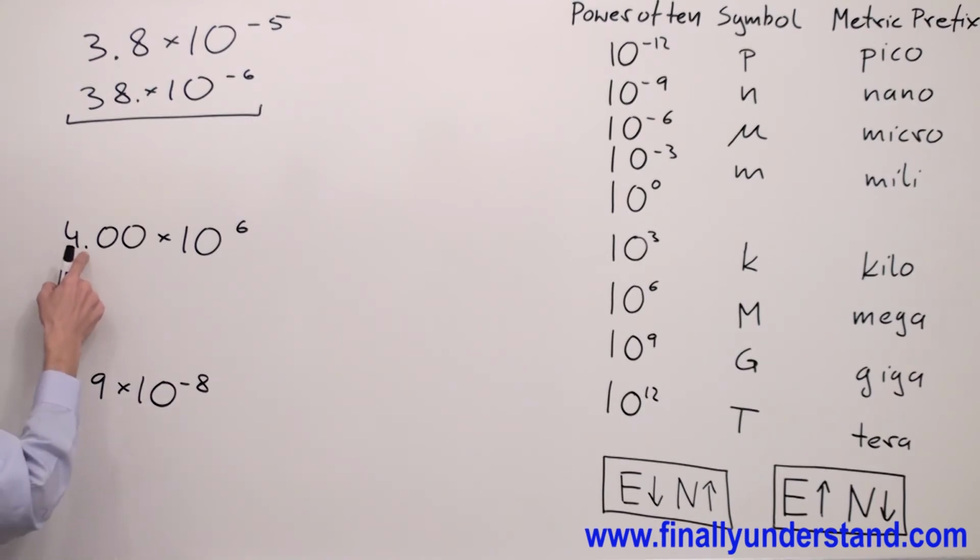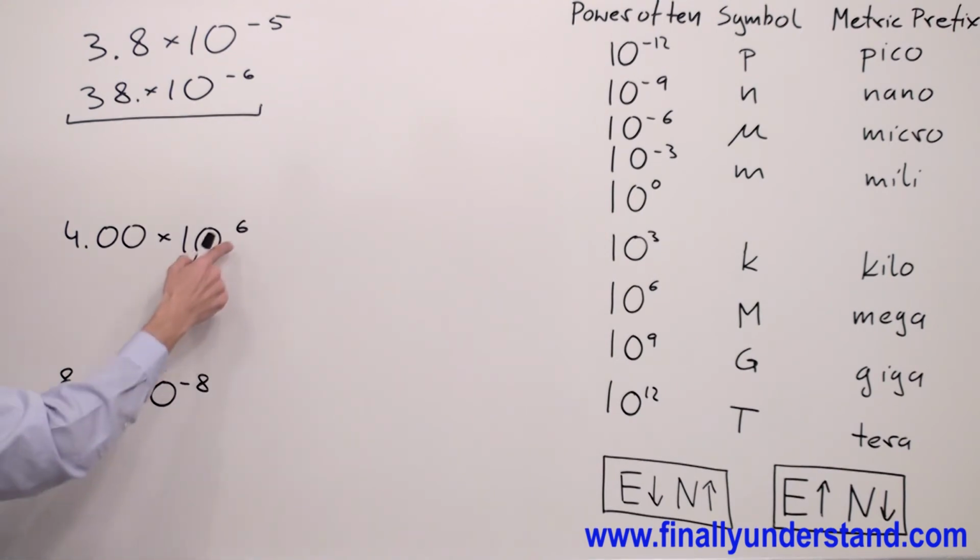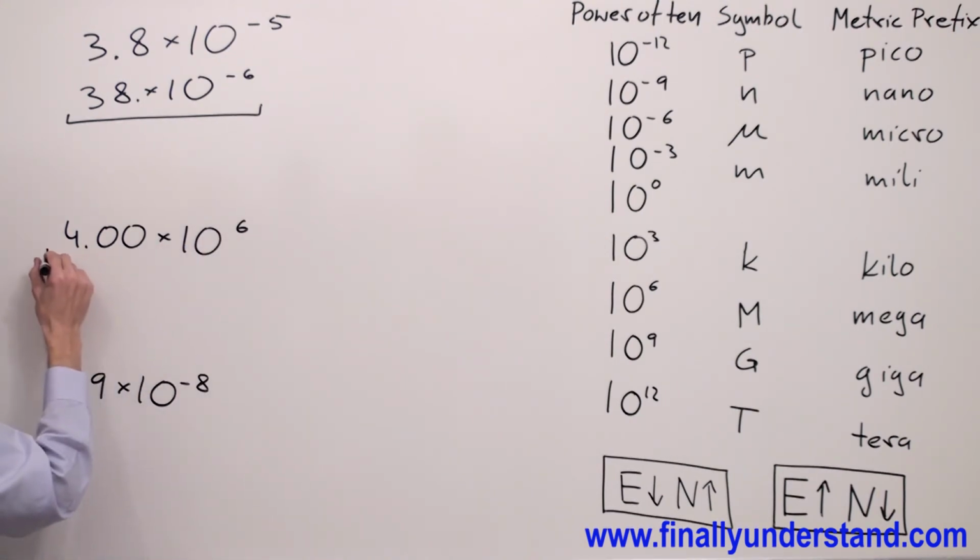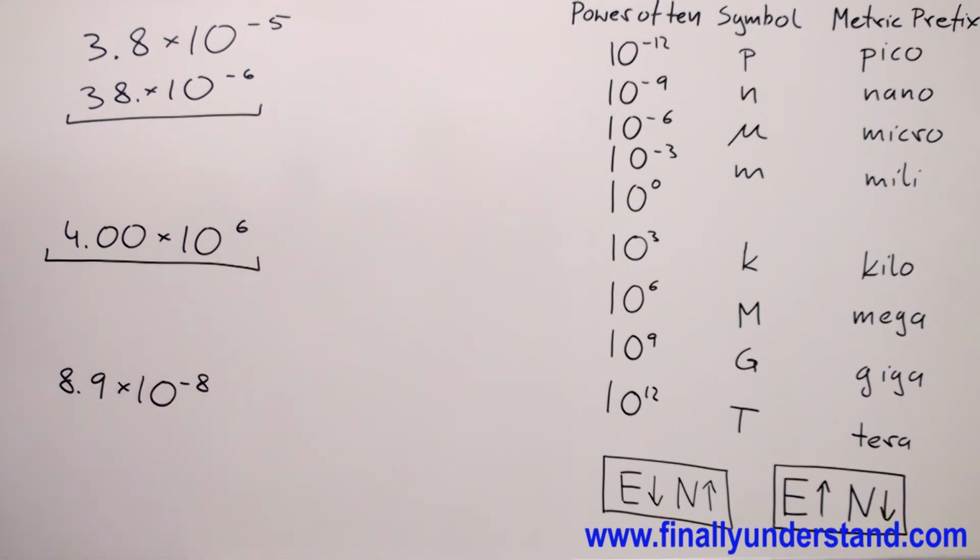The number on the left side of the decimal point is between 1 and 999. The exponent is a multiple of 3. You don't have to change anything over here. This is the solution to the problem. Let's take a look at the third example.